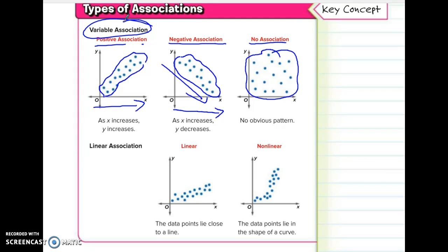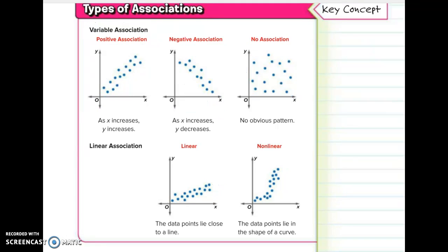Now when we have a positive or negative association, we can also say whether it's linear or nonlinear. If it's linear, the general dots are going to go in a generally straight line, because linear means line. If it's nonlinear, you see how this has a curve before it goes up? So it's still a positive association, but it has a curve to it. So we would say it's nonlinear. Again, it's the general idea of the dots and the shape that they make.